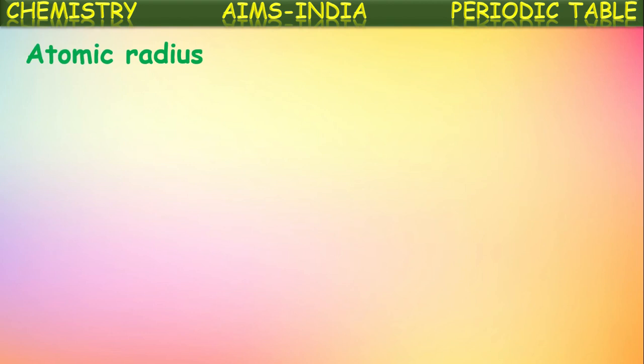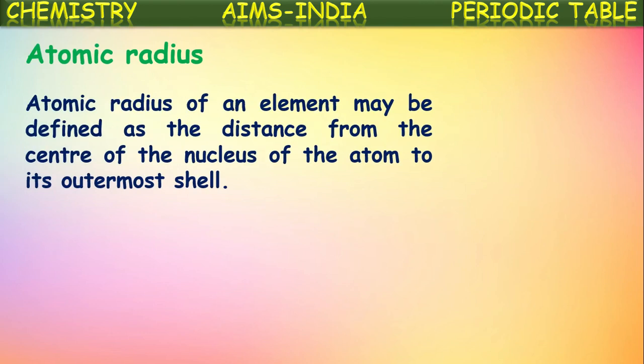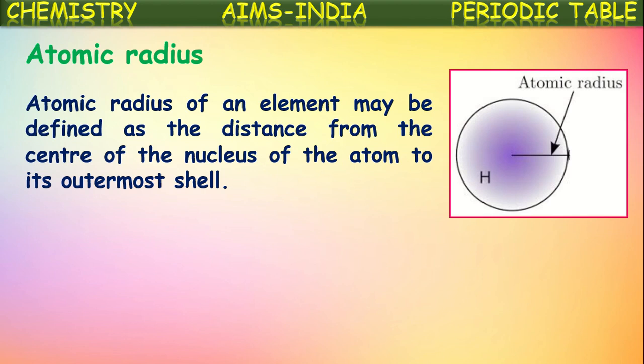Next property, atomic radius. The atomic radius of an element is defined as the distance from the center of the nucleus of the atom to the outermost shell. If you consider this as a hydrogen atom, the distance from the nucleus to the outermost orbit of this hydrogen atom is considered as the atomic radius of hydrogen. The distance between the nucleus and the outermost shell of an atom is considered as atomic radius.